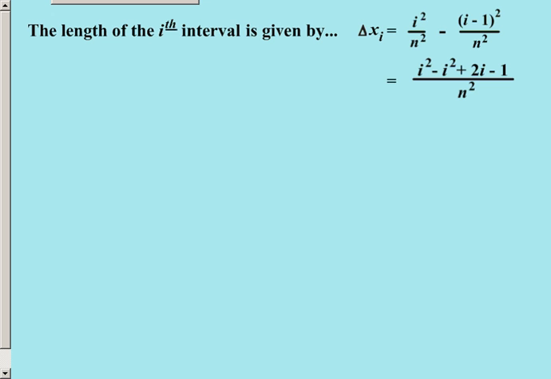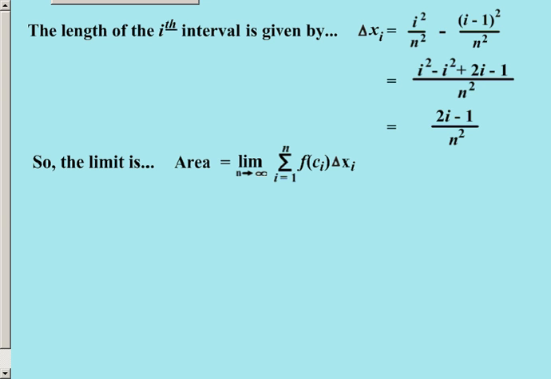And looking at the algebra there, of course, you've got in the numerator on the right side (I minus 1) quantity squared is I squared minus 2I plus 1, but you've got that minus sign in the middle, affecting some sign changes in the numerator. And then condensing, combining like terms, you've got 2I minus 1 over n squared. Okay, so that is going to become our delta term for this calculation.